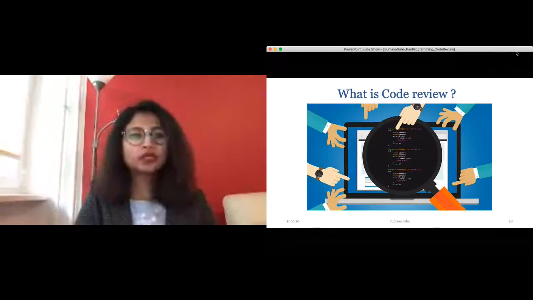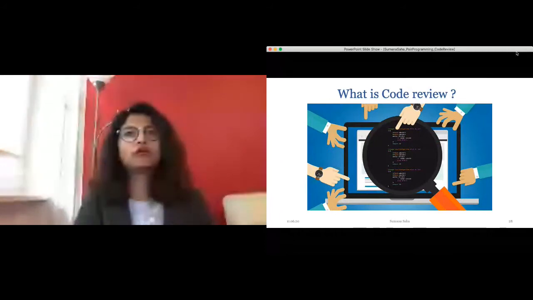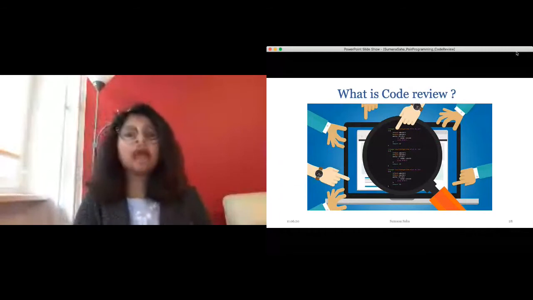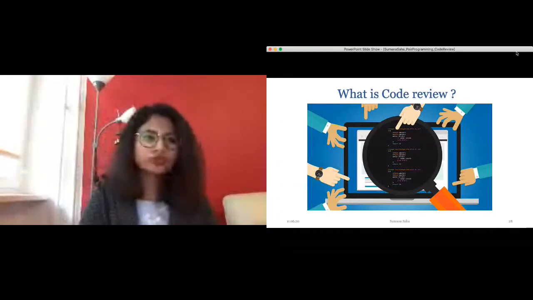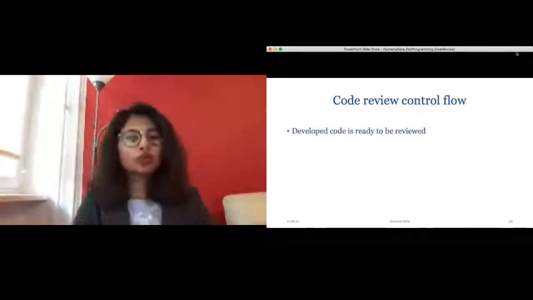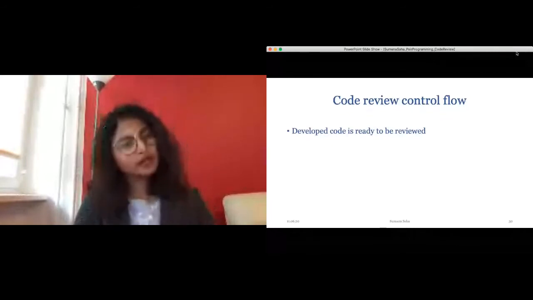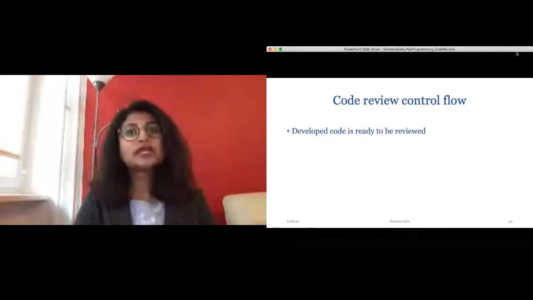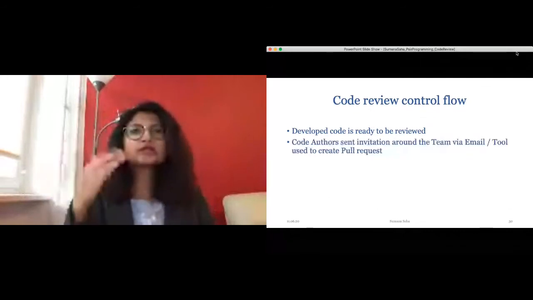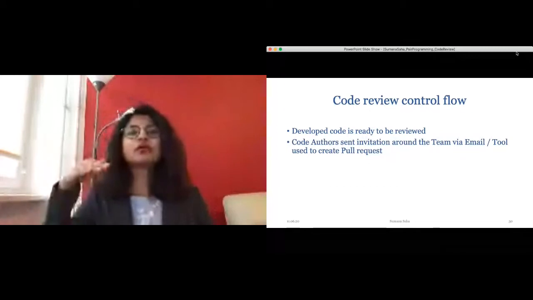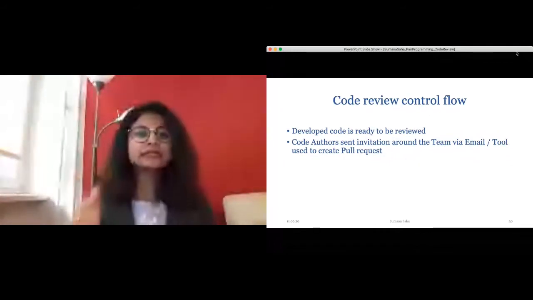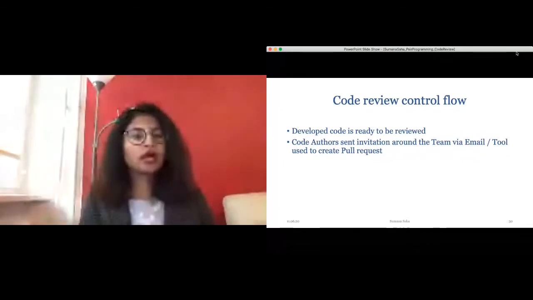Then how to find it, this is called the code review control flow. That means what should be done before the code review. First, the developed code is ready to be reviewed. That means you have created a pull request, your coding is completed, and your developed code is ready. Now your code authors, whenever you have created a pull request, automatically nowadays there are many softwares, for example Atlassian's Bitbucket and Git, that have the email hook.